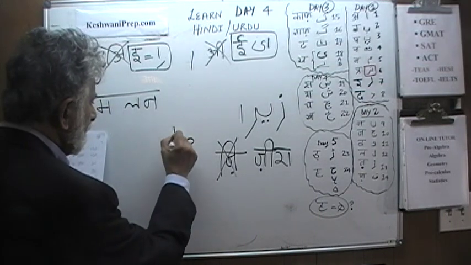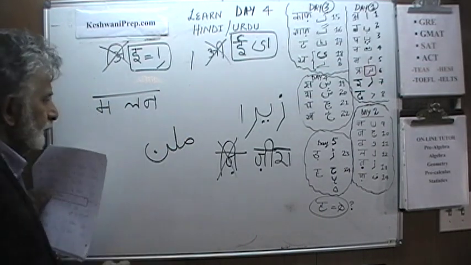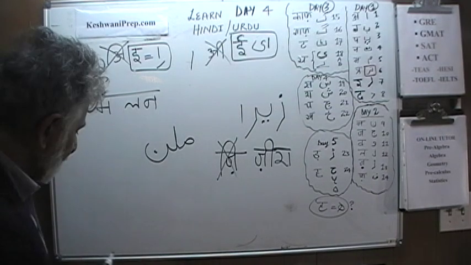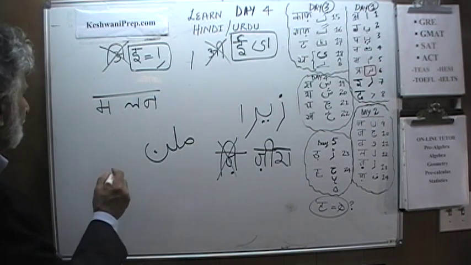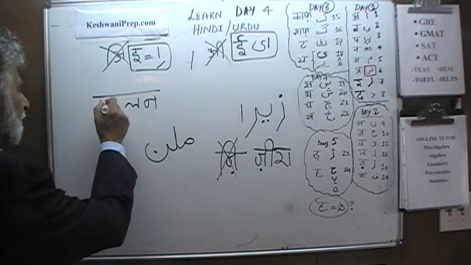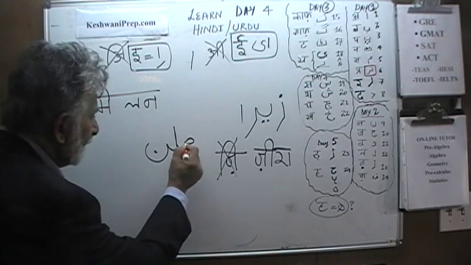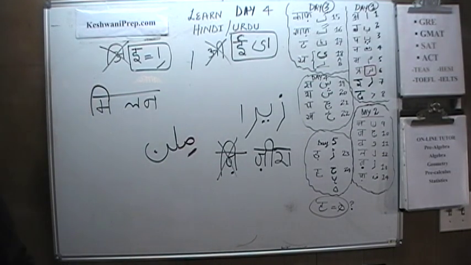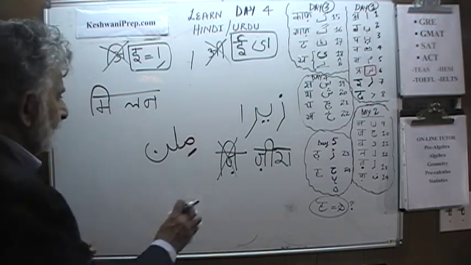M and then lam, m l n. There is no such word as malan. What we need is milan, milan, me. Oh, I don't know why I left so much room here. What we need here is milan. We need to make an iki matra with m, milan. This m takes a zer. Milan. I thought your matra was going to go under l. Milan.